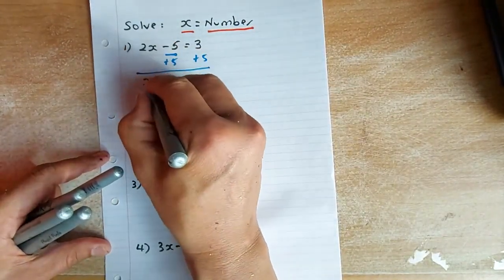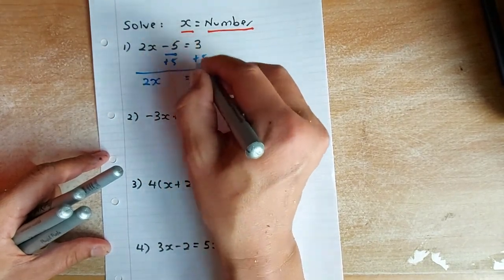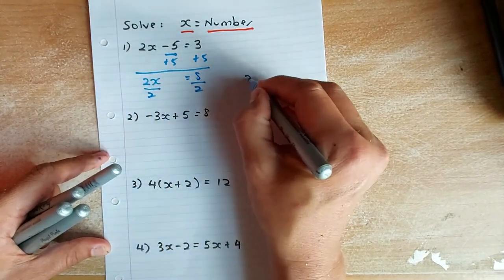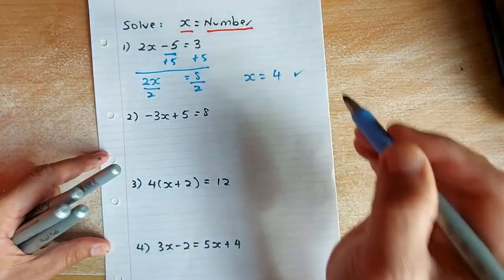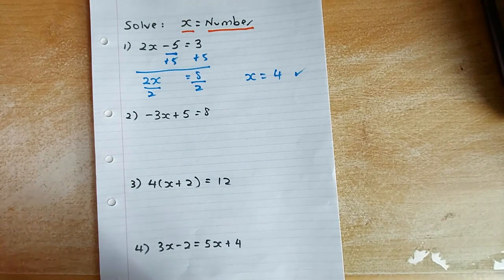So 2x will remain. 5 minus 5 becomes 0. 5 plus 3 is going to be 8. And the last step, you divide by 2. And the answer, x equals 4. That's a tick. Simple. Same example, different numbers.